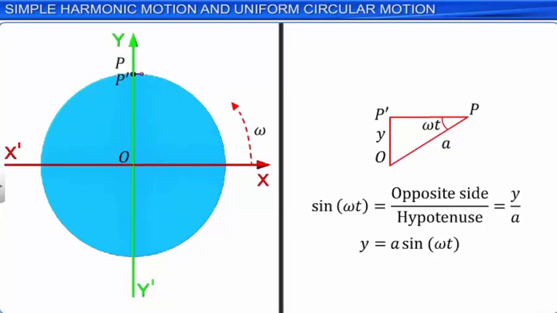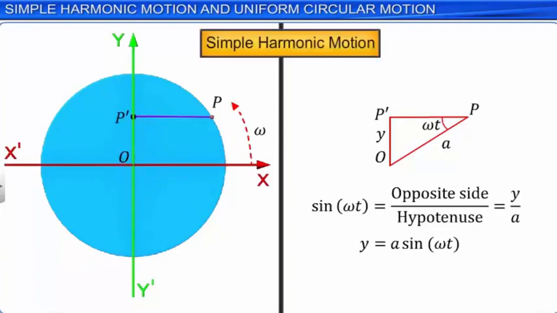If the reference particle P executes uniform circular motion, its projection executes simple harmonic motion along the diameter of the reference circle. Here, A is the amplitude of the point P dash executing simple harmonic motion.